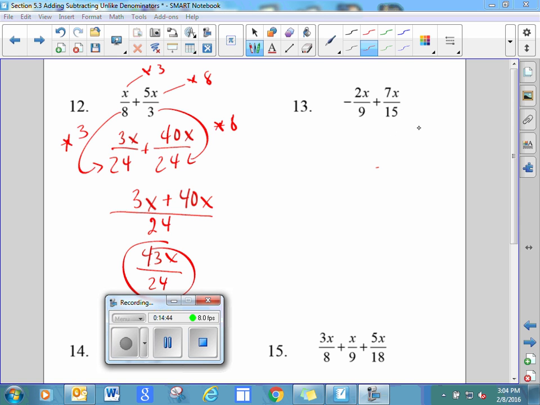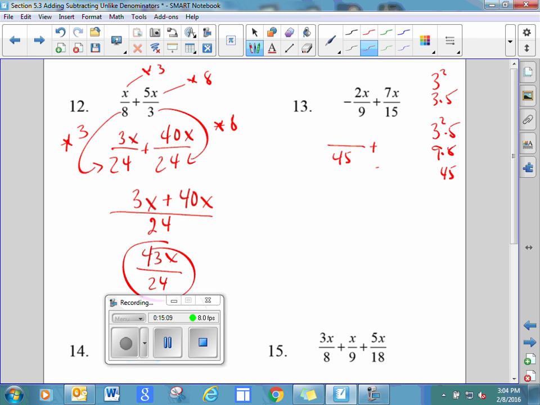Okay, so 9 and 15. You may or may not know what the LCM is, but if you did the prime factorization for 9, you'd get 3 squared, and for 15, you get 3 times 5. You take each base to the highest power you see it. 9 times 5, which is 45. So you can always find the LCM, and then that gives you the LCD. You don't just have to know it off the top of your head.